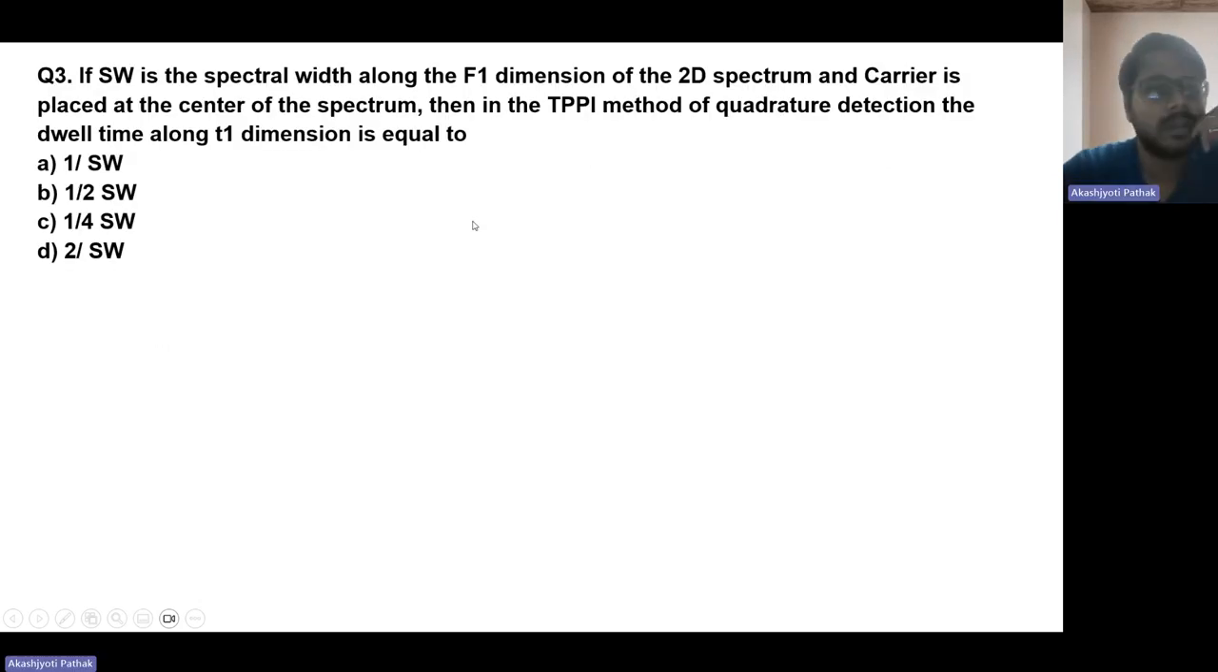To try to solve this question, just now I already gave you the answer, but try to solve it. If SW is the spectral width along the F1 dimension of the 2D spectrum, and the carrier is placed at the center of the spectrum, right? So the carrier is always placed at the center of the spectrum in quadrature detection system, right? So then in the TPPI method of quadrature detection, the dwell time along T1 dimension will be equal to what?